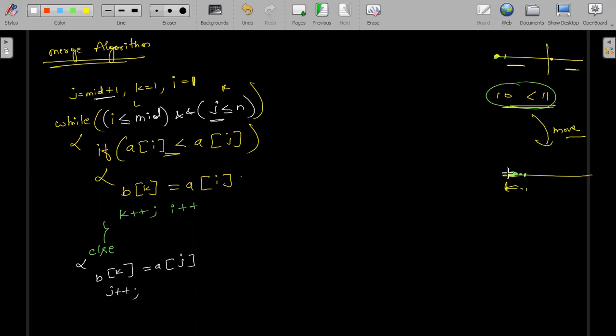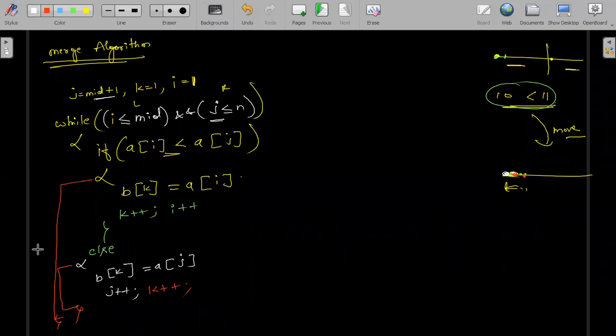Again, those two arrays: the first element is over, the second element is also over. Third index I have to fill. What do we have to do? K plus plus again. Okay, that's it. Close it. Your algorithm is done. The merge algorithm. Like this, you can do it, no problem.